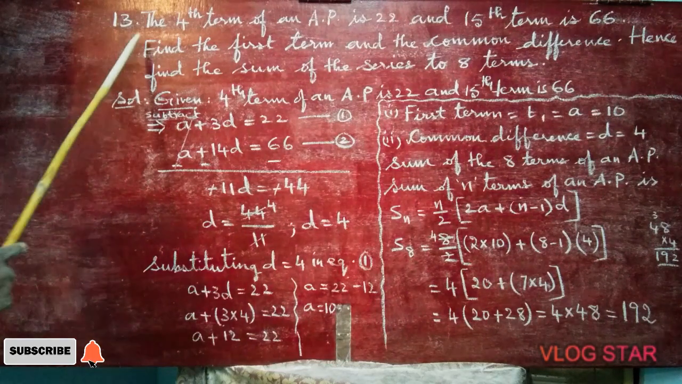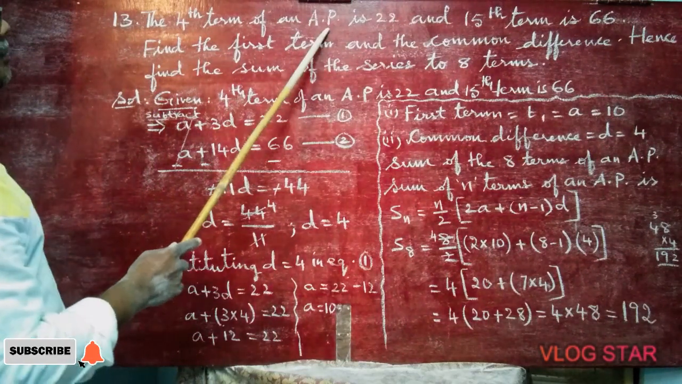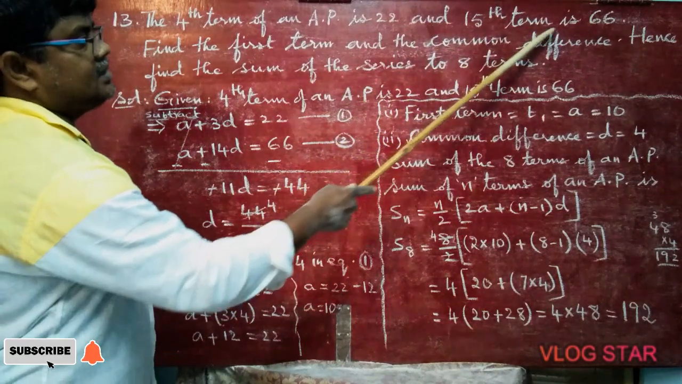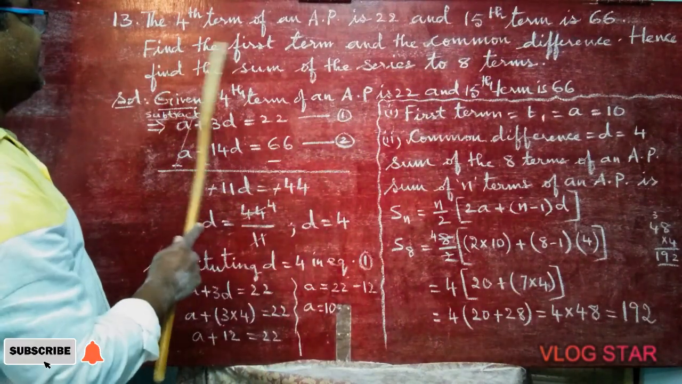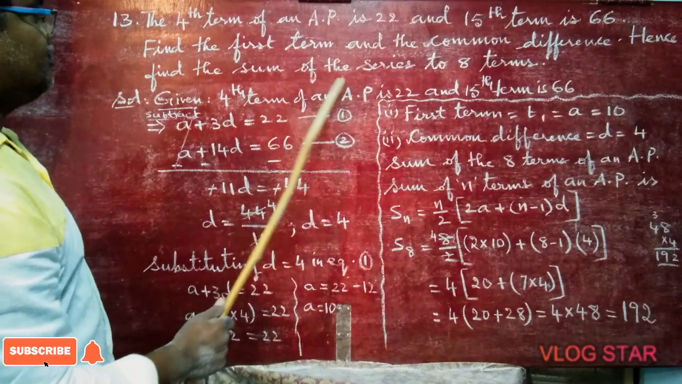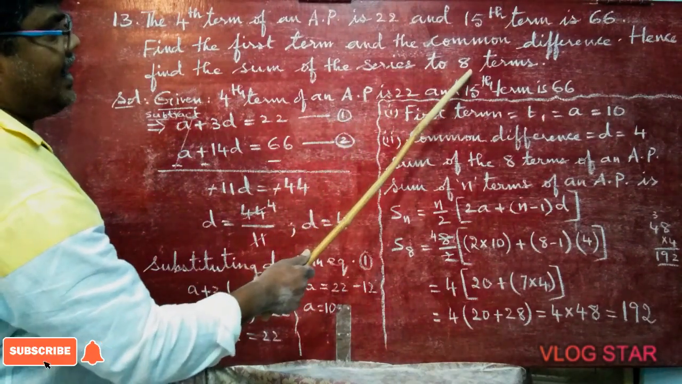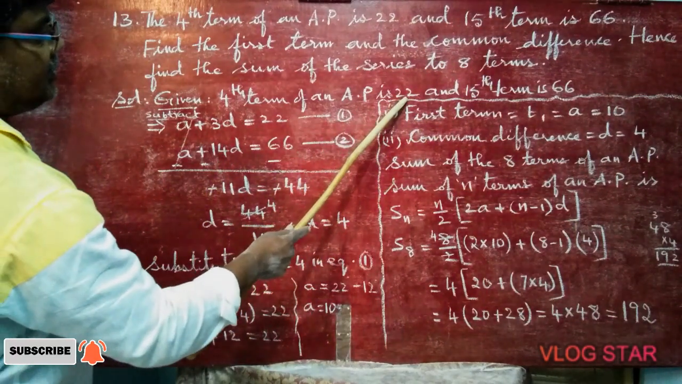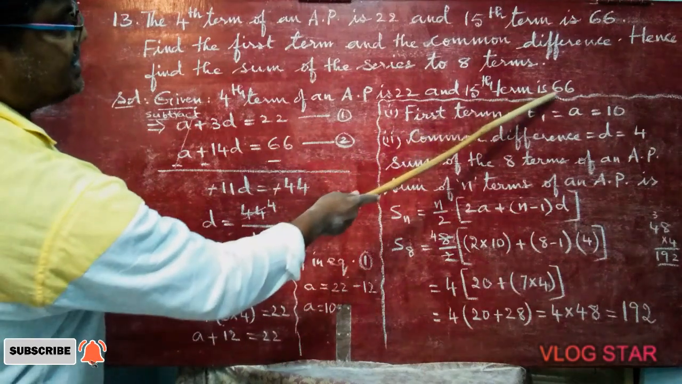13th problem. The fourth term of an AP is 22 and the 15th term is 66. Find the first term and the common difference. Hence find the sum of the series to 8 terms. Fourth term of an AP is how much? 22, and the 15th term is 66.